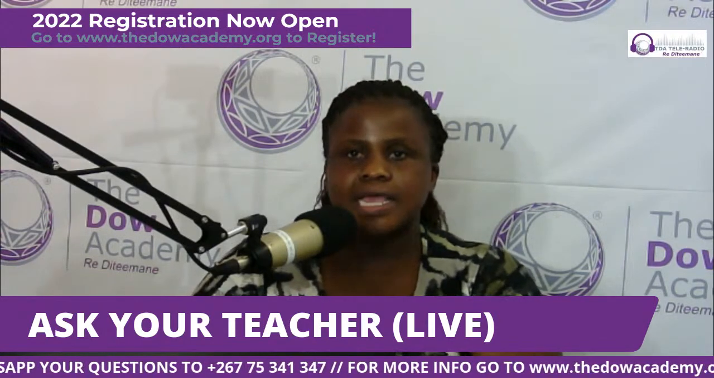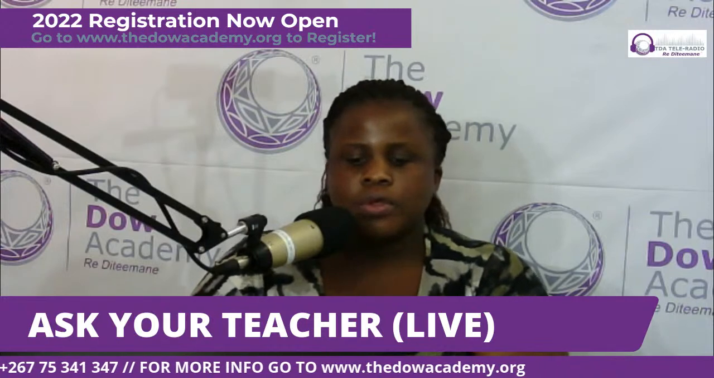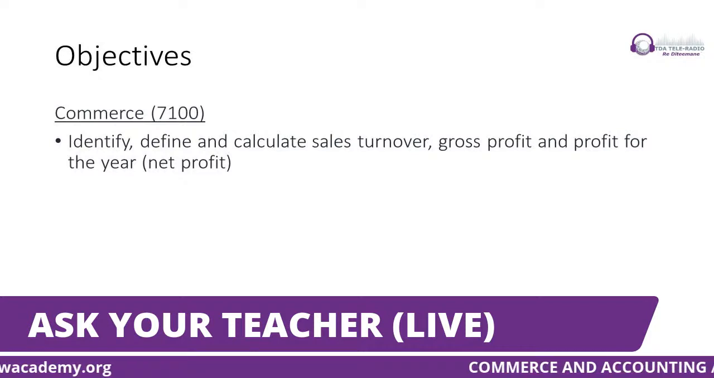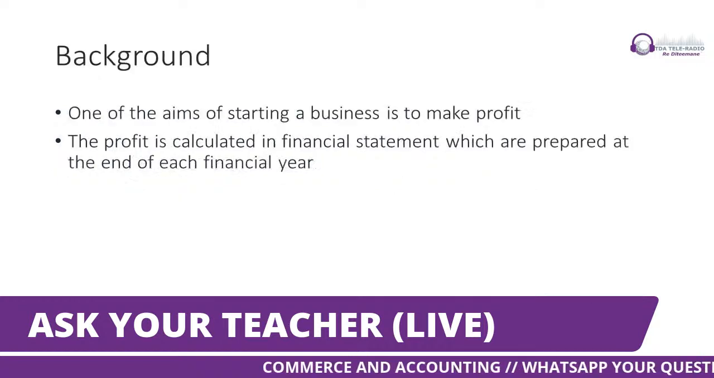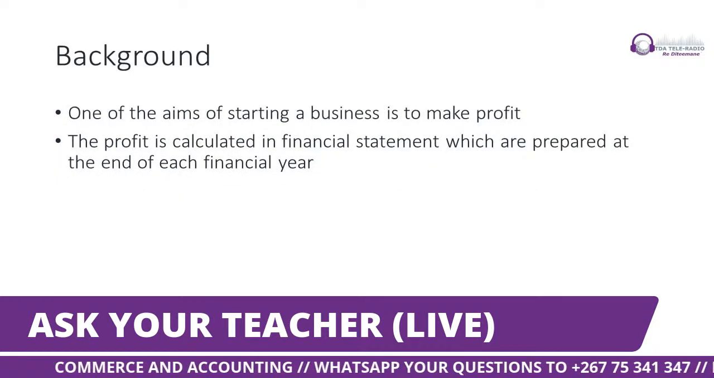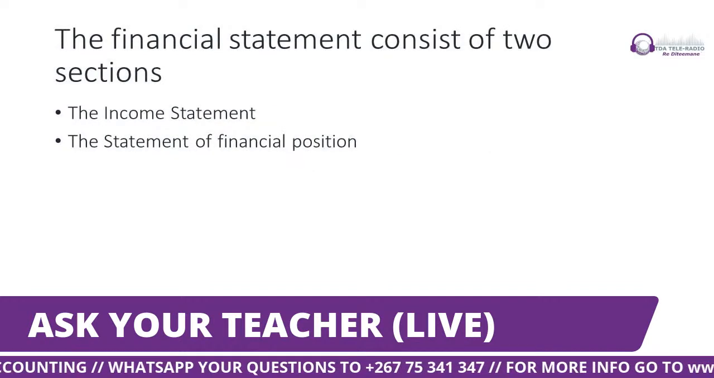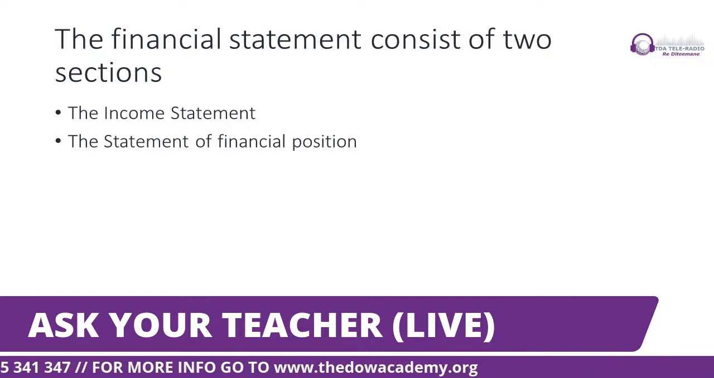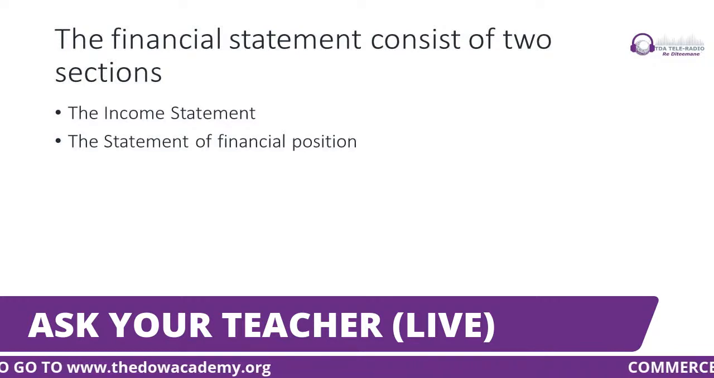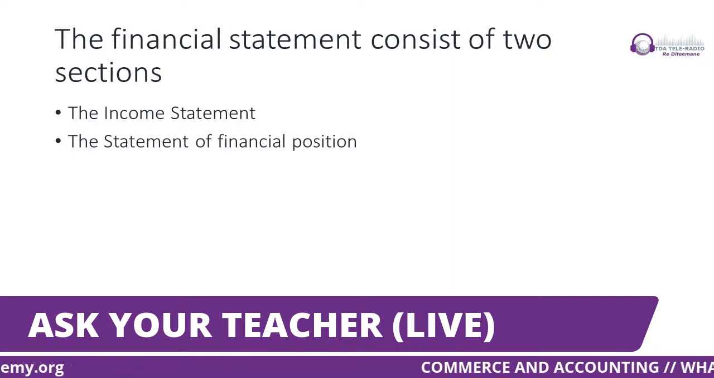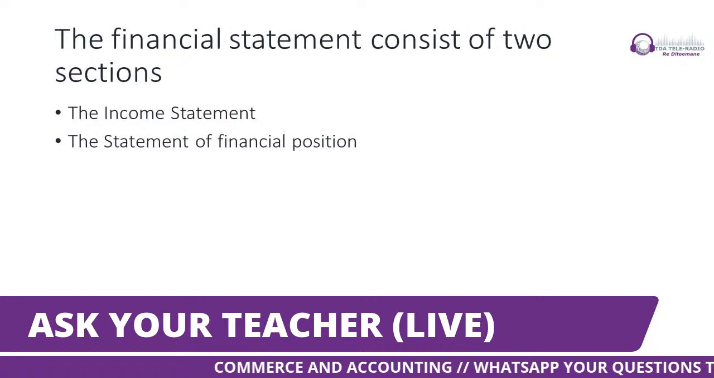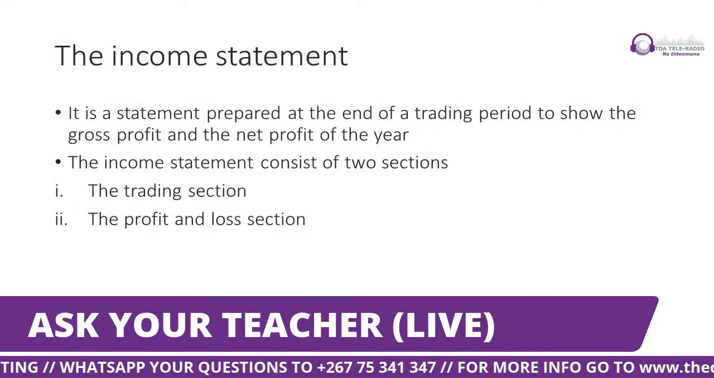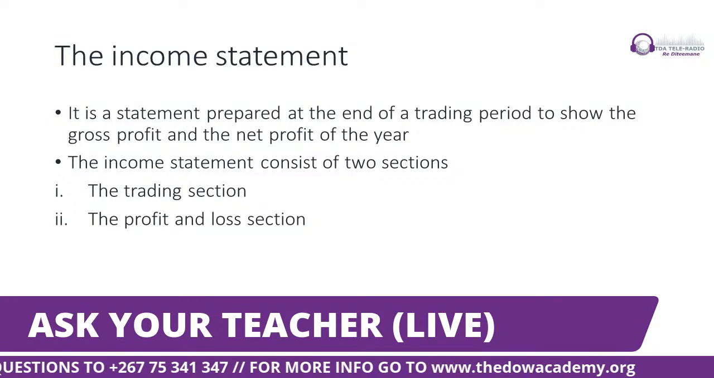Okay, we are going to be looking at the slides. What is an income statement? An income statement is meant to calculate profit. But before we look at that, an income statement is divided into two sections. We have the trading section, which is meant to calculate gross profit. We are going to look at more on that in the next slide. And we have a section known as the profit and loss section.